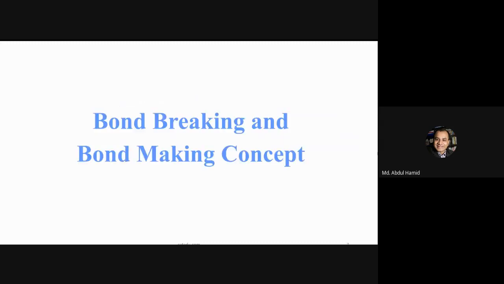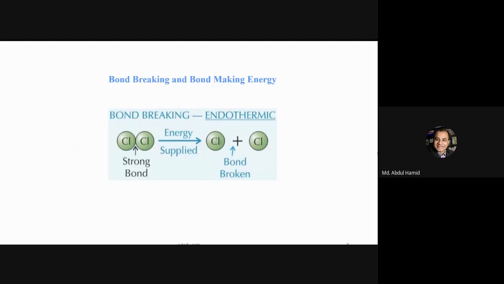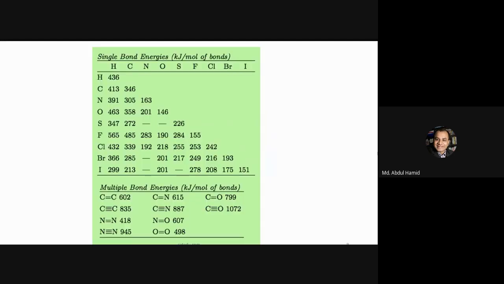So now the bond breaking and bond making concept. If you say here chlorine-chlorine single covalent bond is broken, you need energy, right? And you are making two chlorine atoms from the chlorine molecule. This is bond breaking. Any type of bond breaking is endothermic because you need energy. If you want to break a small piece of brick, you have to apply energy. You have to use force to break it down. So this is an endothermic system.